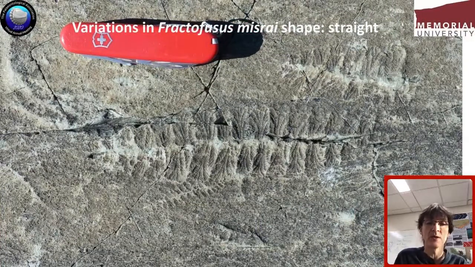One of the things we find in looking at the specimens at Mistaken Point of Fractofusus misrai is that there's considerable variation in the overall morphology that we see. Many of the specimens, as we can see here, are preserved as very simple straight lines, and we can actually see here 3 separate specimens that show the straight orientation quite clearly.